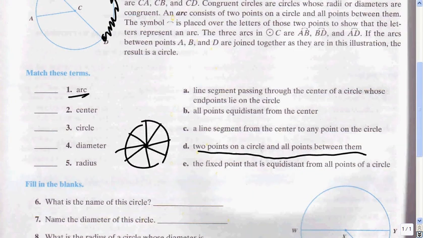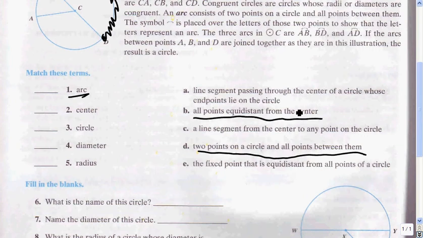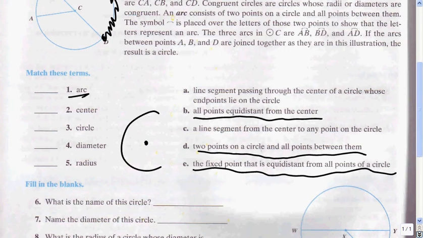Any line that I draw from the center to the end of the circle, they're all going to be the same. It's the same distance from the center to the end of the circle. That would be the center. Let's see where it says that. All points equidistant from the center. That would be, I'm sorry, no. That's a line segment from the center. No. Oh, there it is. A fixed point that is equidistant from all points of a circle. So the fixed point is the center, and equidistant means equal. Equi sounds like equal.